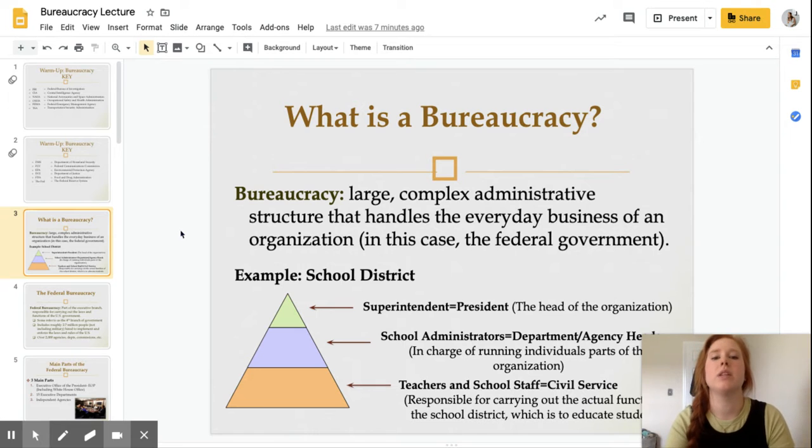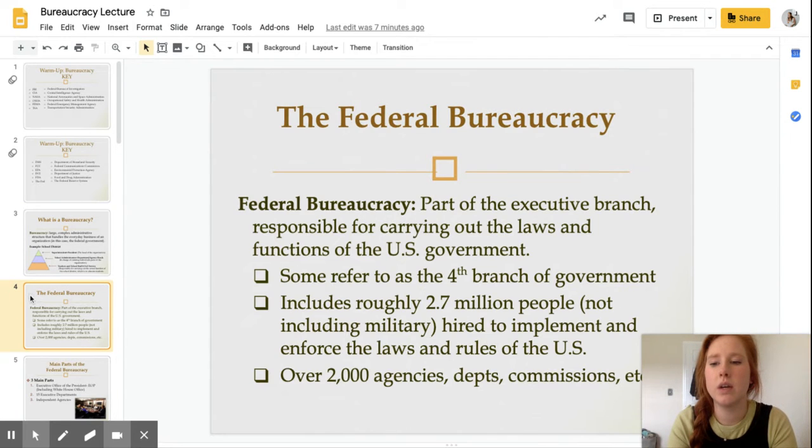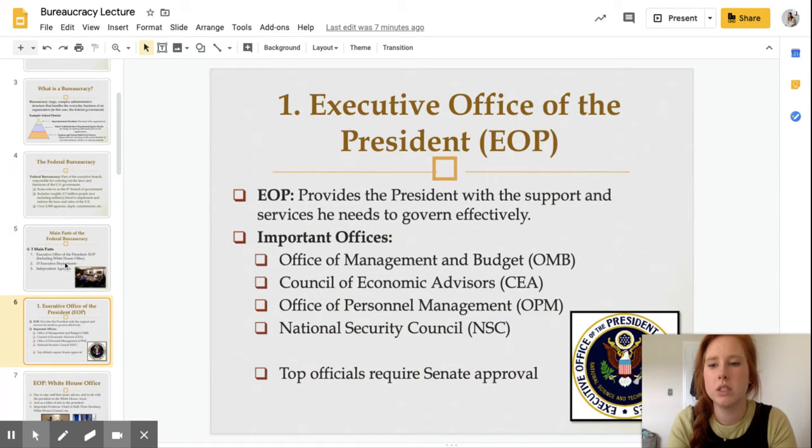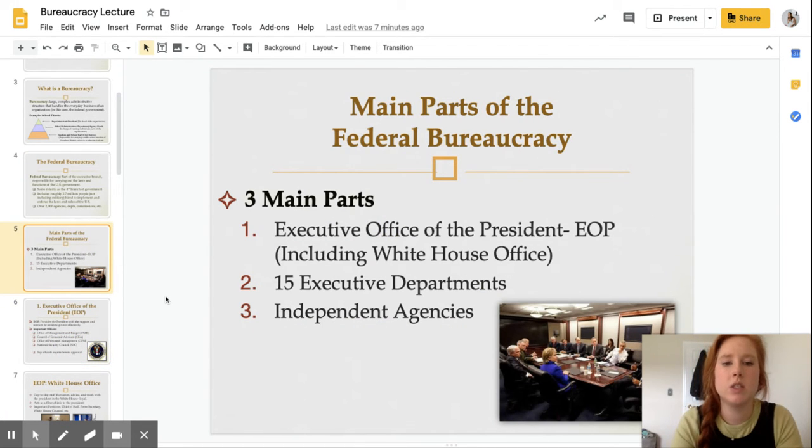And so, just going back to the bureaucracy, it's a large, complex administrative structure that handles everyday business of organizations. And so, kind of going over, we're going to skip that one, the three main parts. We talked about this a little bit, but it's going to be the Executive Office of the President, or the EOP, the 15 executive departments, and the independent agencies.